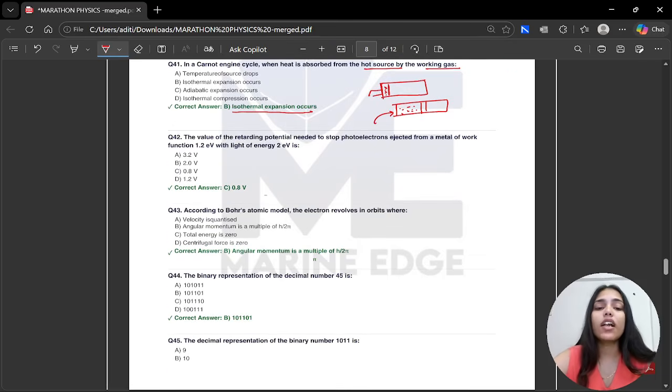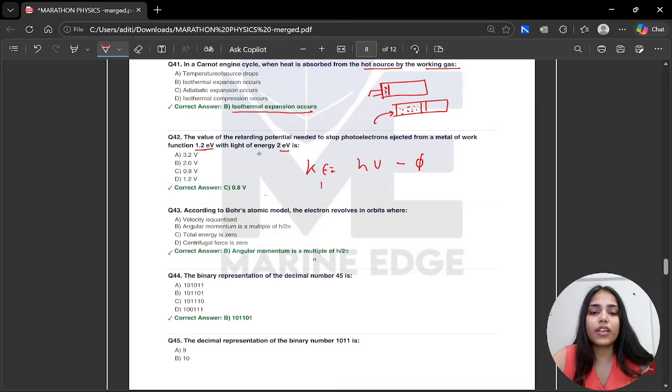Now, the value of retarding potential needed to stop a photoelectron from a metal with work function 1.2 electron volts and light of energy 2 electron volts will be. We know that the formula is KE equals hν minus φ, or KE equals E minus φ. It is already given to us, the energy is 2 electron volts and the work function φ is 1.2. So if we subtract 2 minus 1.2, you get 0.8 volts. That is your option C, correct?